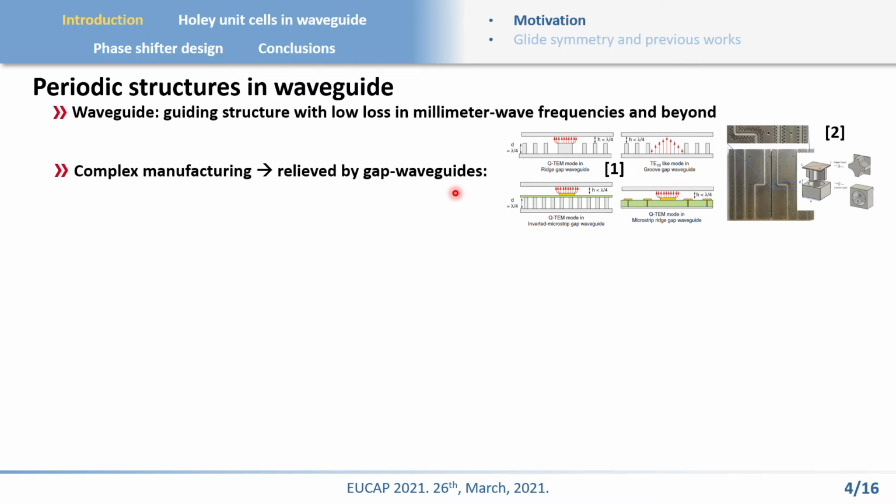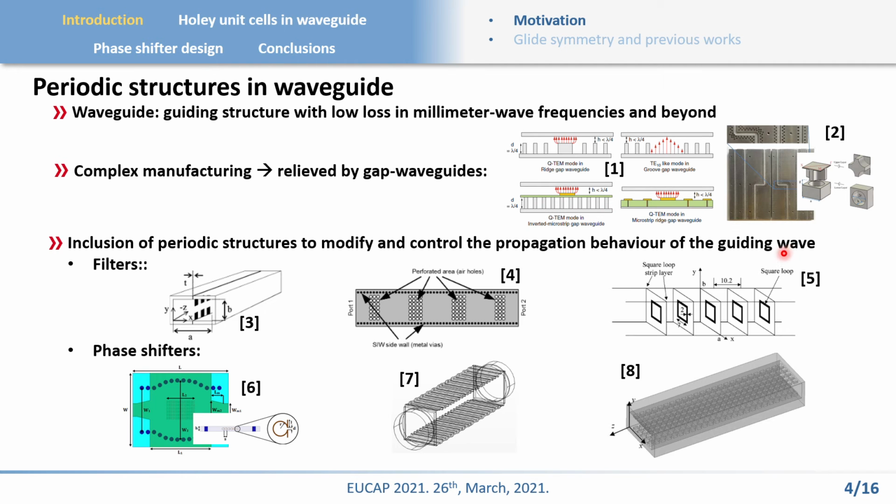design in several layers. Some of the most used EBG structures in gap waveguide technology are bed of pins or Glide-Symmetric holes. One strategy to design a radiofrequency component such as filter or phase shifter in waveguide is the inclusion of periodic structure inside the waveguide. Here are presented some examples of filter designs.